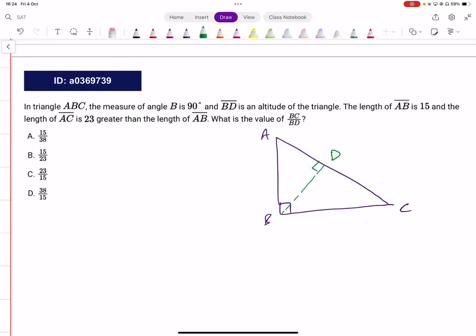Now the length of AB is 15. Okay, this length is 15. And the length of AC is 23 greater than the length of AB. What's that? 23 plus 15? 38. So AC is 38. This complete length is 38.